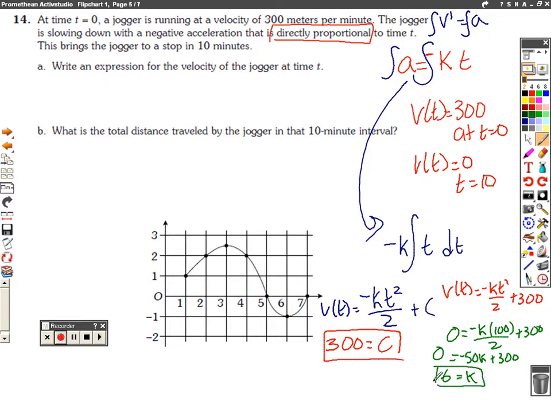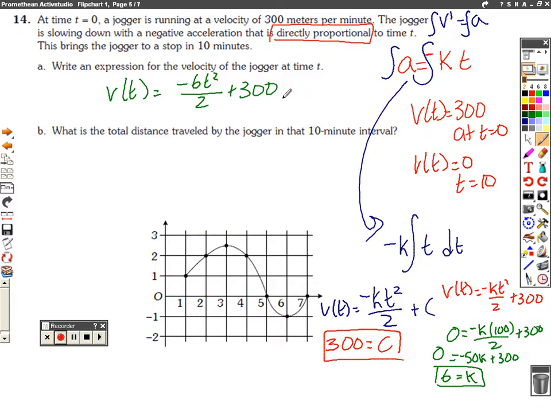All right, so an expression for our velocity, and this is where we will be going, guys. We're not necessarily there right now, but we could. You see, it's not that bad. It would be negative 6t squared over 2 plus 300. That would be the expression for my velocity.